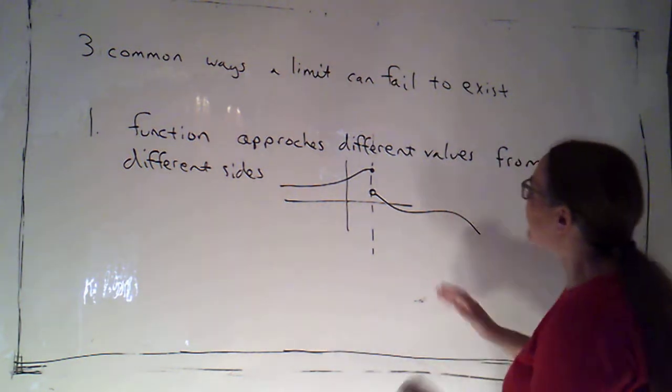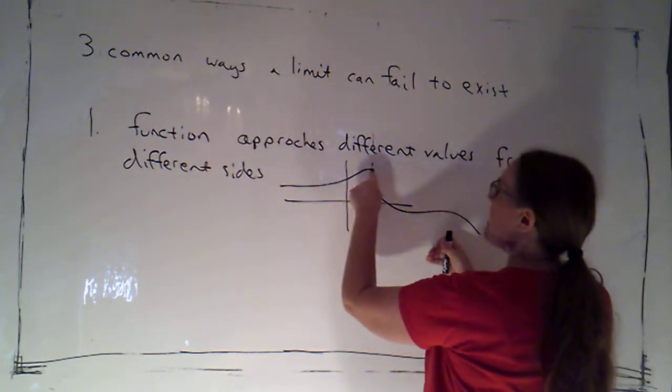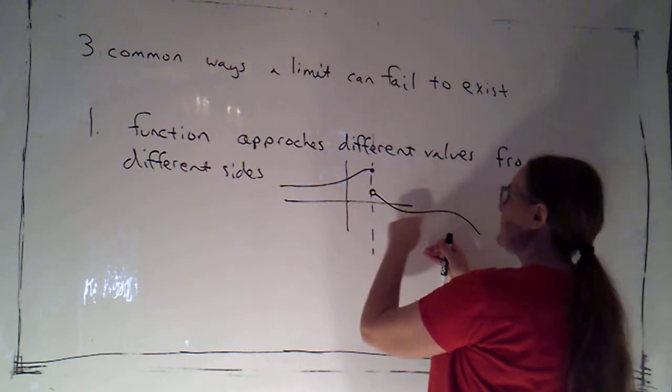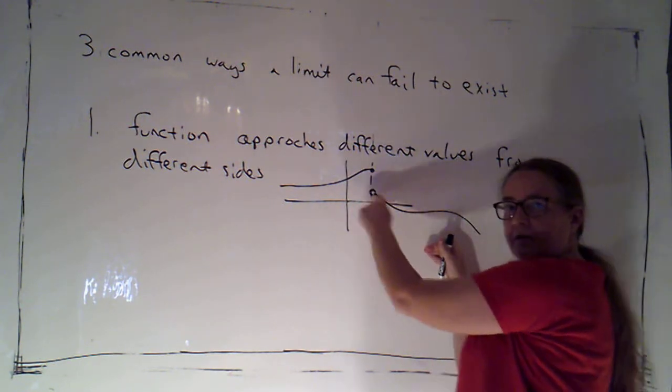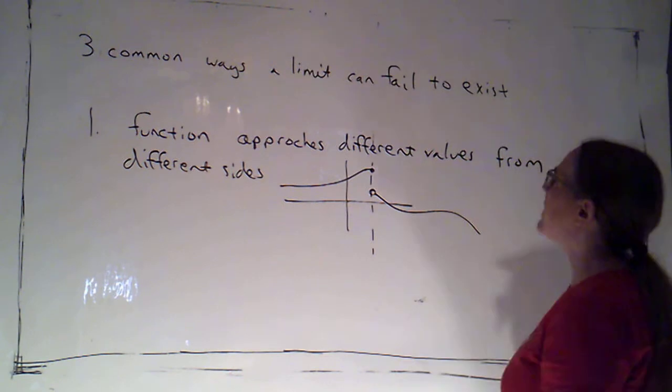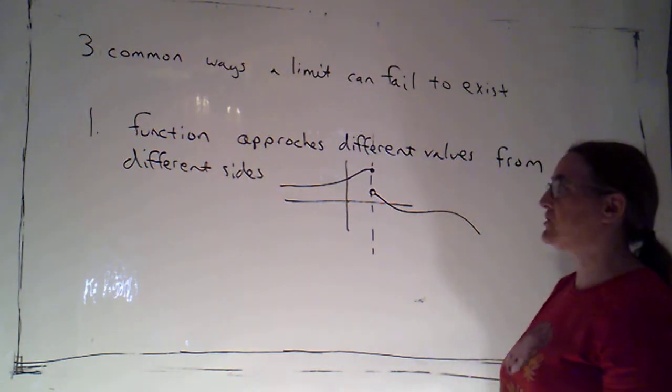All right, but here you can see we're approaching a y value up here from the left. We're approaching a y value down here from the right. So there we've got different values that we're approaching from different sides.